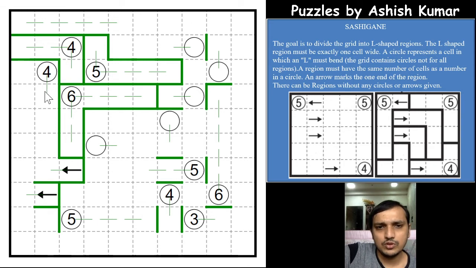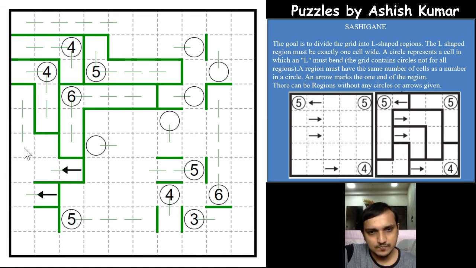So if you see this 4, one more cell will come down, and this cell has to go here. So this cell has to extend to form a region, and if it extends more, there is only one way to form a region.